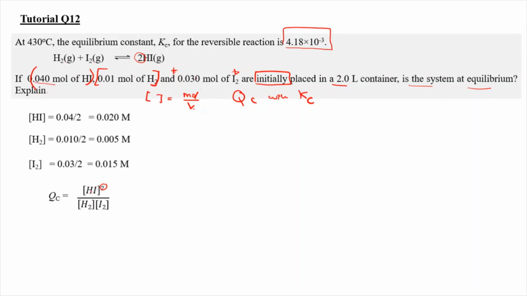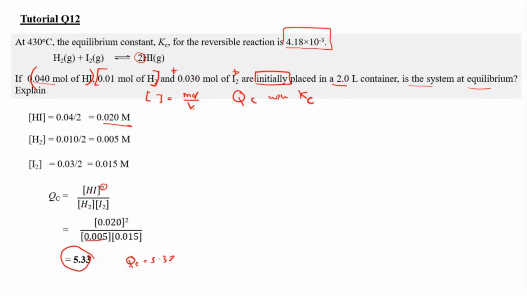So for the HI value here, it refers to 0.02 squared, and then for our H2, it refers to 0.05, and then for our iodine, it refers to 0.015. Once we do the maths here, we're going to get the value of QC to be 5.33. Okay, so your QC here is 5.33, but your KC here is 4.18 times 10 to the power of negative 3. So they are different.